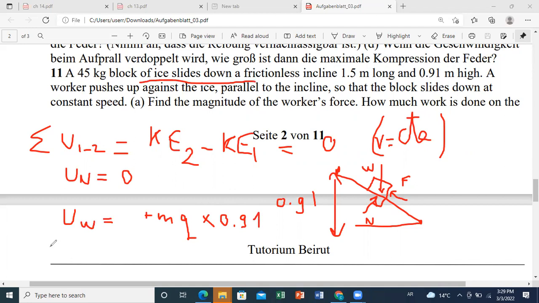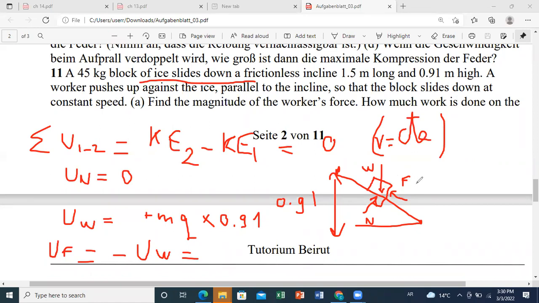Now, concerning the work of F, you can directly say without any calculation that the work of F is just minus the work of weight, because the sum of works is 0, and the only two forces doing work are the weight and the force F. Okay, so now all you have to do is use this method, or verify also. You can verify by saying that if I want to calculate the work of the force F, the force F is opposing motion, and it's equal.